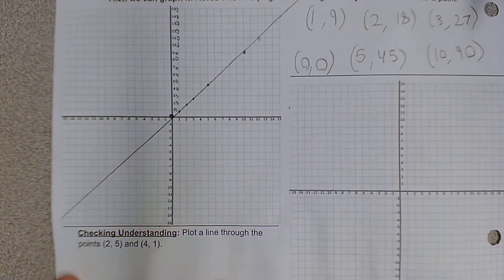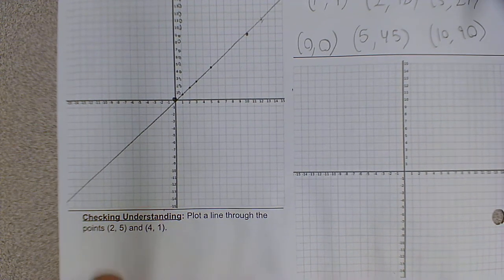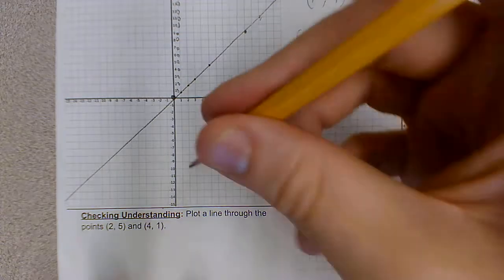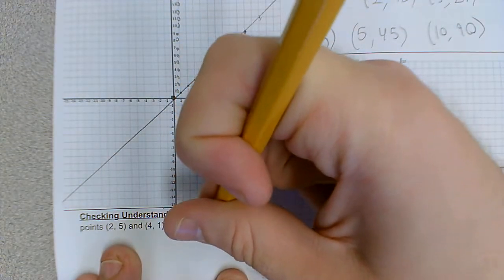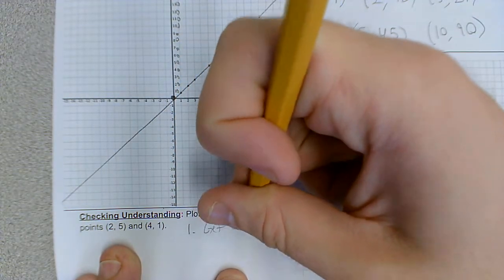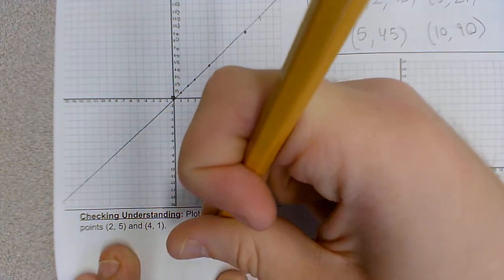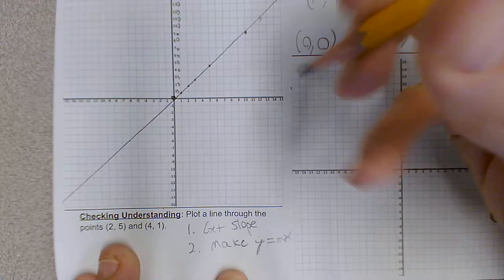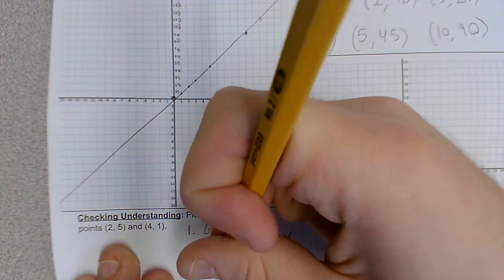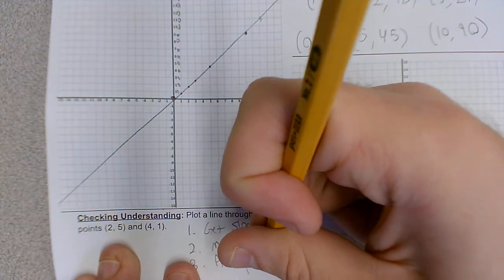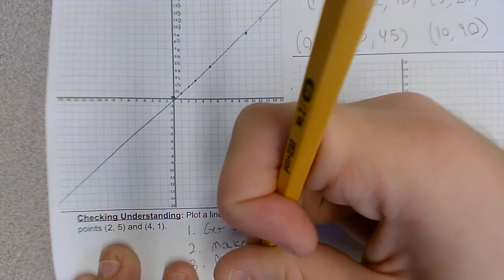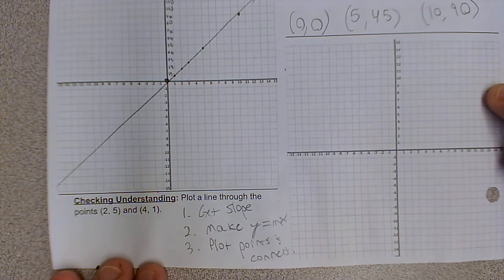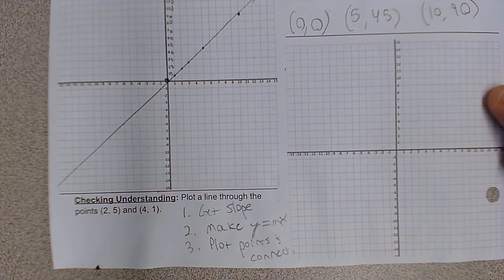Which brings us to our checking understanding. To wrap up today's notes, I'd like you to go ahead and try to create your own line. First, get slope. 2, make it a y equals mx. Then 3, plot points, and connect. Get slope, make a y equals mx, plot points, and connect.